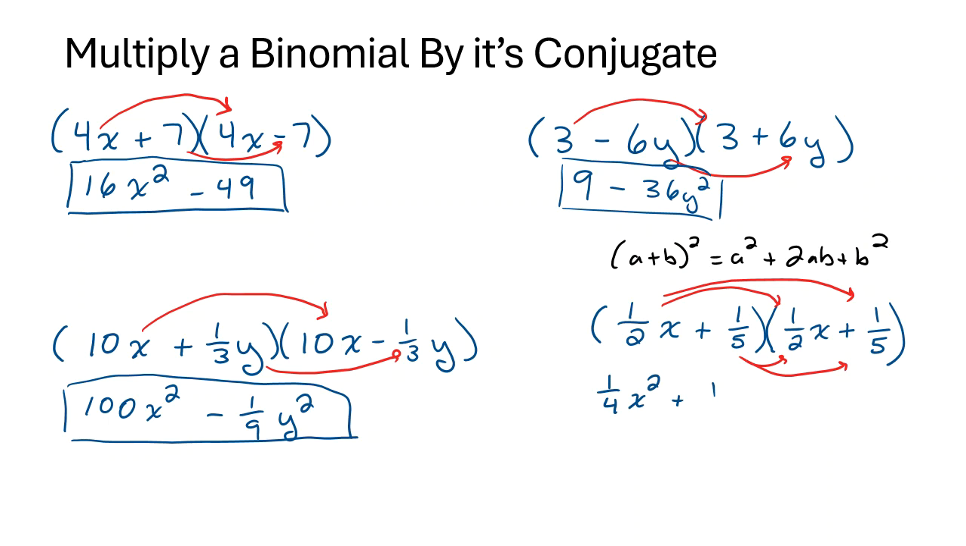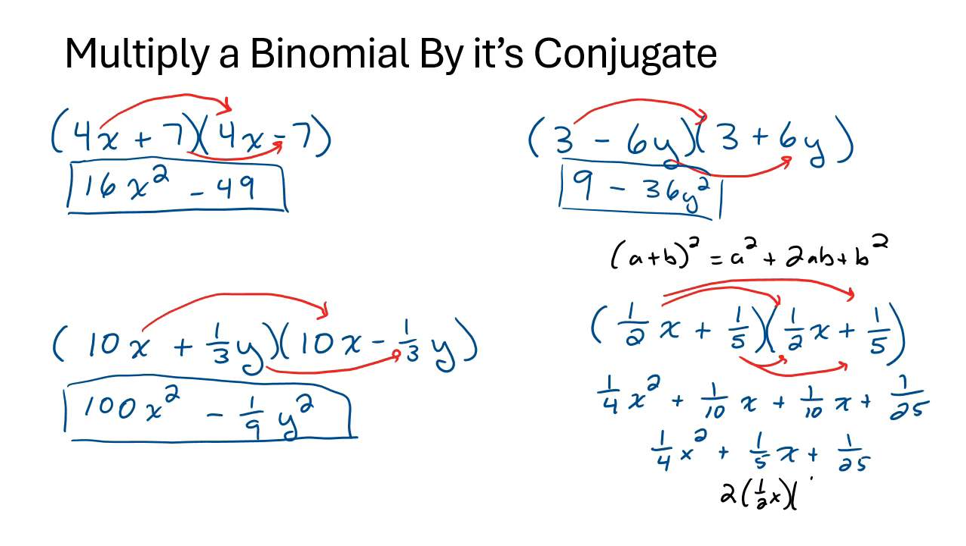So we have first, outside, inside, and last. And then those middle terms are going to combine. 1/10 plus 1/10 is 2/10 or 1/5. All right, so notice that this middle term is 2 times a times b. The 2's cancel, and I end up with 1/5 x. That's that 2ab term right there. Okay, so we have a squared plus 2ab plus b squared.